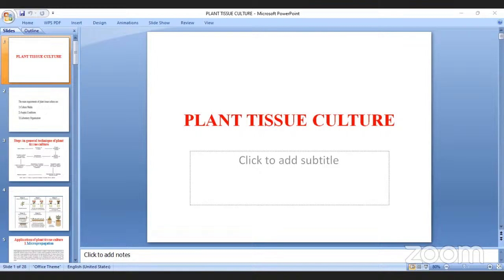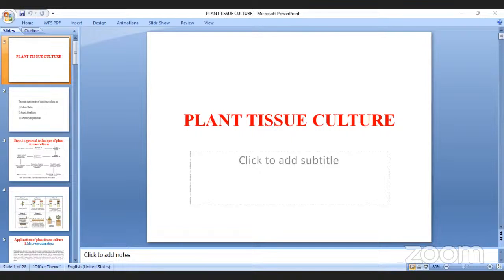Today's topic is plant tissue culture technique. Last class we completed molecular biology: the genome structure, chromosome structure, gene expression, that means protein synthesis, transcription in eukaryotes, and translation in eukaryotes.